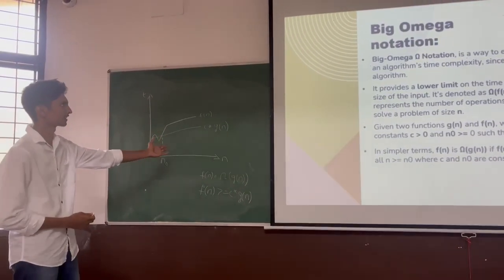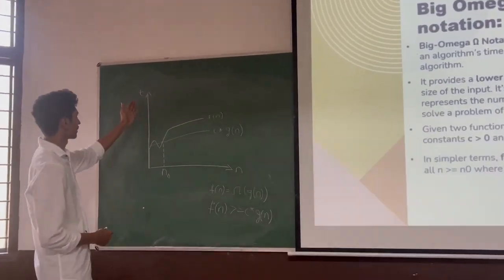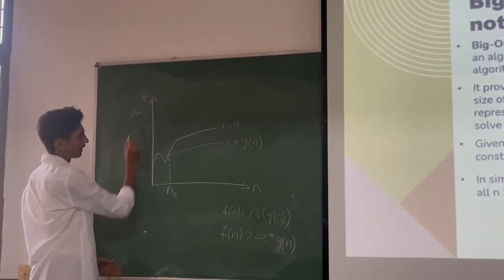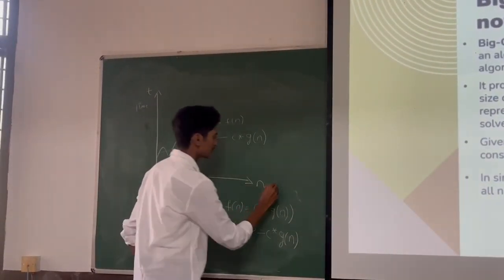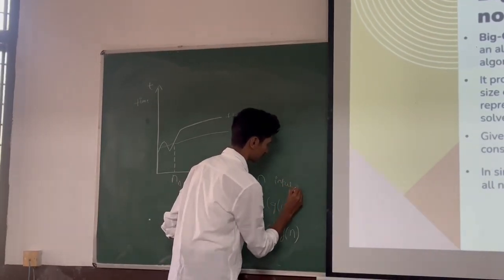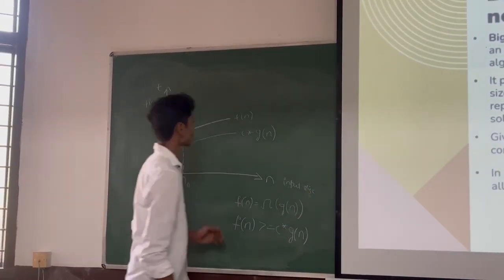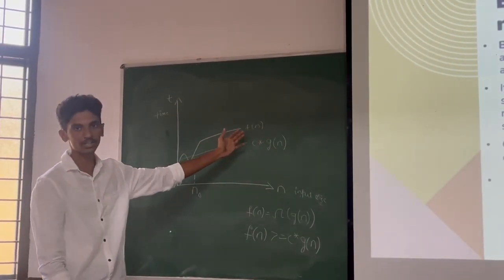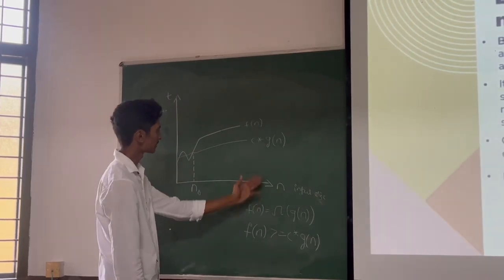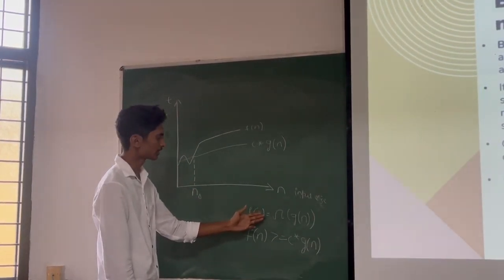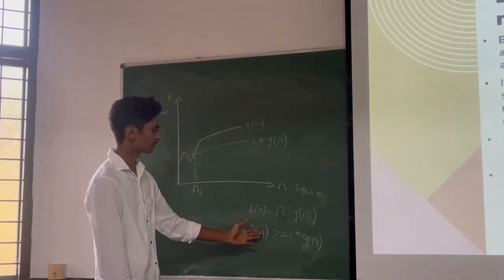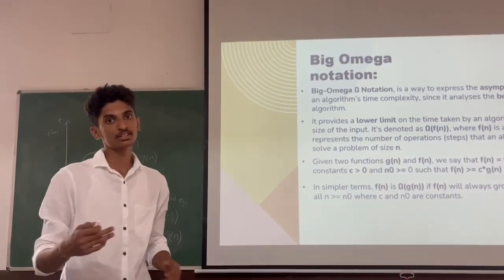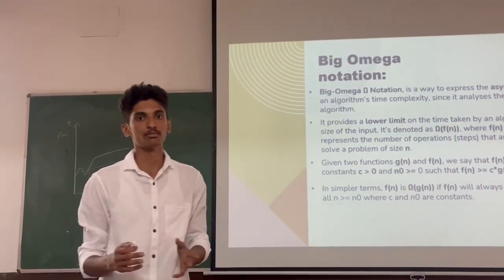So this is the graphical representation of big omega notation. The y-axis represents the time and the x-axis represents the input size. There are two functions: f of n, in uppercase, and c into g of n, in lowercase. This represents the graphical representation where f of n is equal to omega of g of n and f of n is greater than or equal to c into g of n. And big omega notation helps us in analyzing the best case of an algorithm.